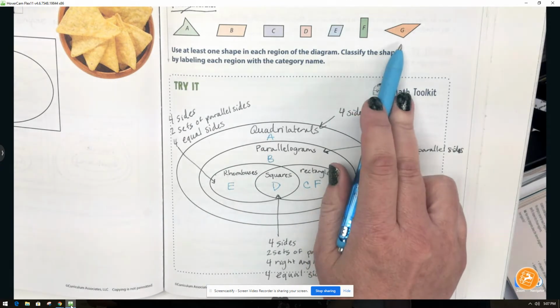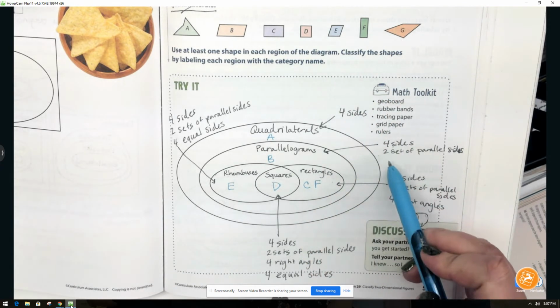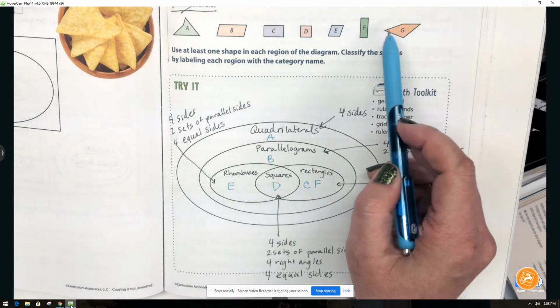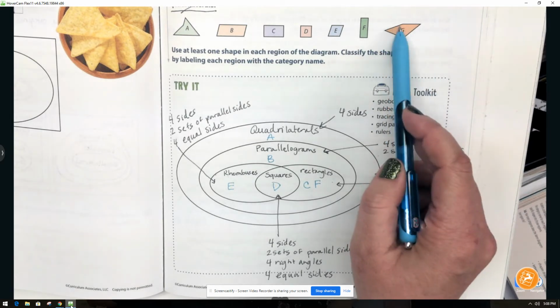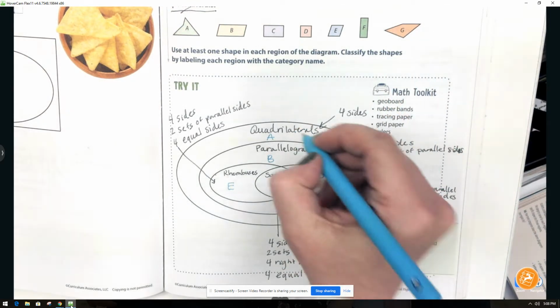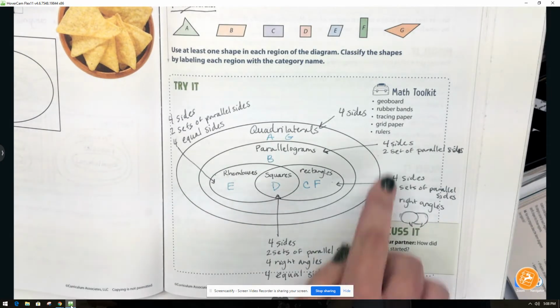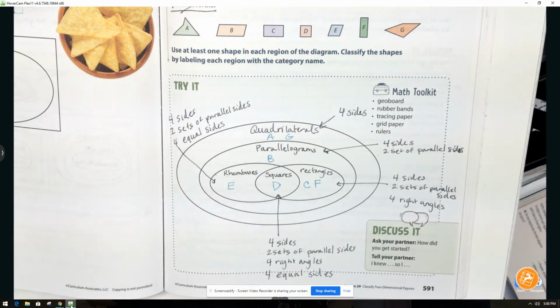And then finally, shape G. Does shape G have 4 sides? Yes. Does it have 2 sets of parallel sides? Nope. Those are not parallel. In order for them to be parallel, they would never cross. So these are not parallel. So we know that shape G must be a quadrilateral. And that is how we classify all of these different shapes using a Venn diagram.